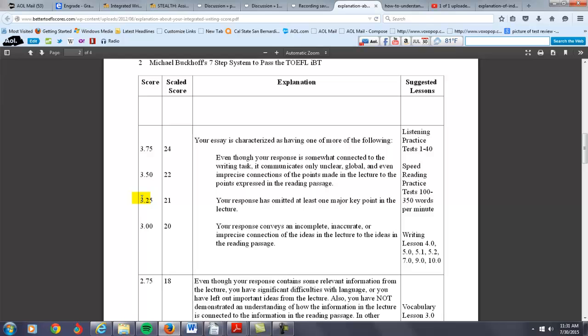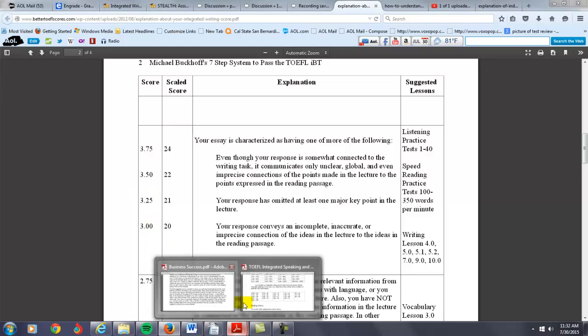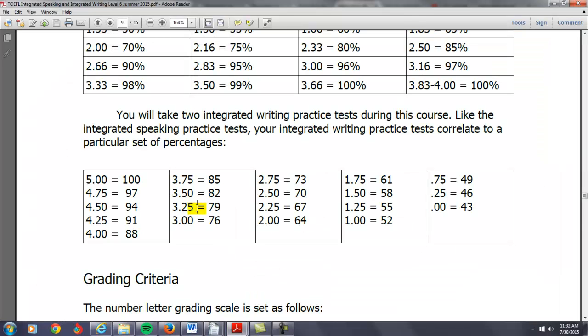3.25 out of 5. This is going to put you at 21 points out of 30 on this particular writing task. As you can see, I also made some editing suggestions and corrections with what you wrote. But the most important thing is you have to be a little bit better at correctly and accurately explaining the information from the reading and the lecture. That's really your big issue. Now, if you go to our class to see a 3.25 on the writing, this is going to put you at 79% on this writing assignment.